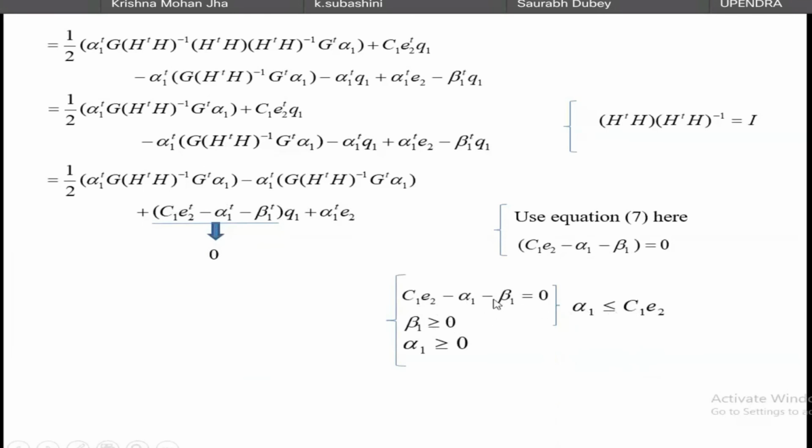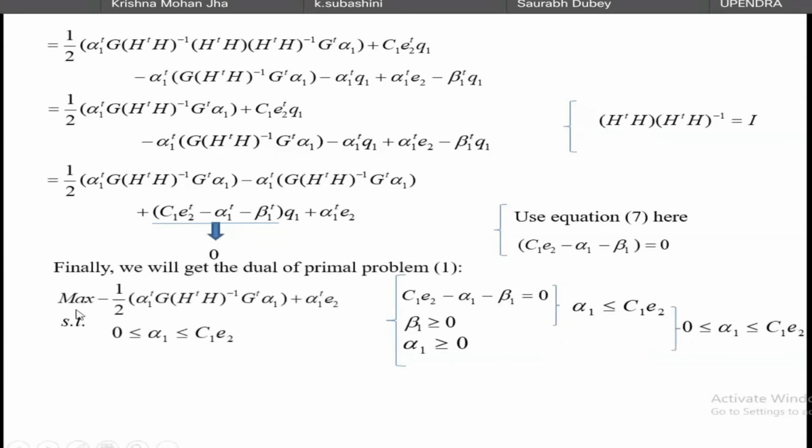Because beta 1 is greater than 0, obviously alpha 1 is always less than or equal to C1 E2. And you already know alpha 1 is greater than or equal to 0. So you can combine this inequality and that inequality, and write in this particular manner. So ultimately we have this particular formulation. This is your objective function under these particular constraints. The constraint on alpha 1 is that 0 is less than or equal to alpha 1 less than or equal to C1. Now this is the maximization problem.